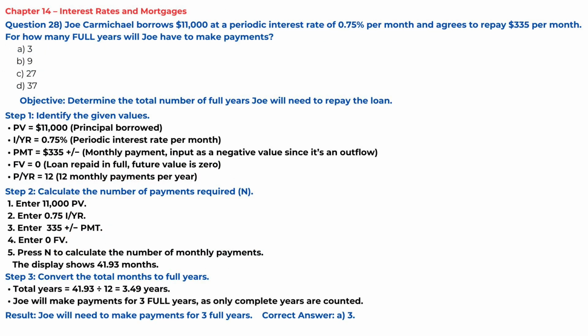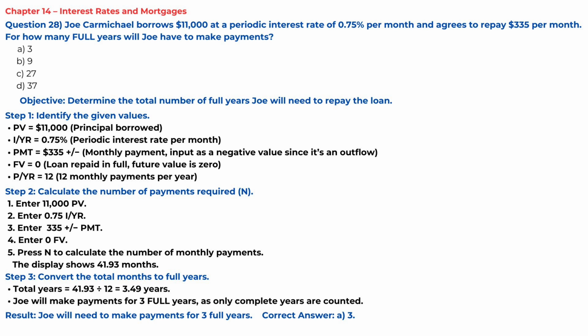Question 28. Joe Carmichael borrows $11,000 at a periodic interest rate of 0.75% per month and agrees to repay $335 per month. For how many full years will Joe have to make payments? Question objective. Determine the total number of full years Joe will need to repay the loan. In this question, we need to calculate the number of payments required, N.